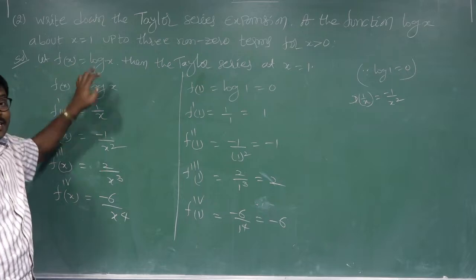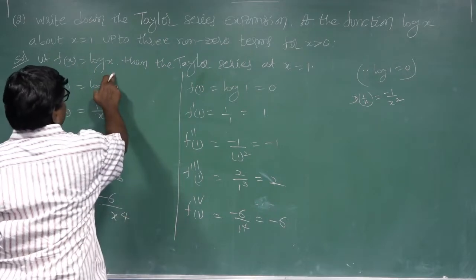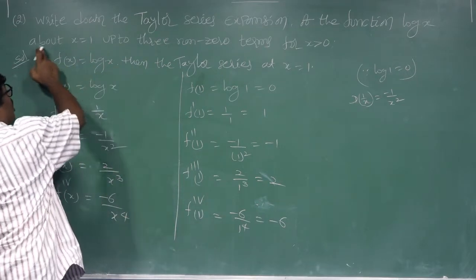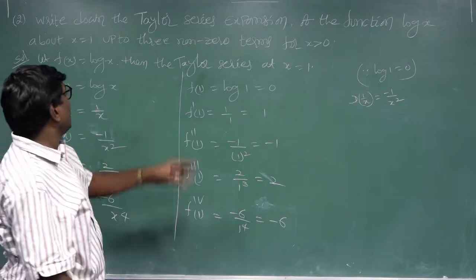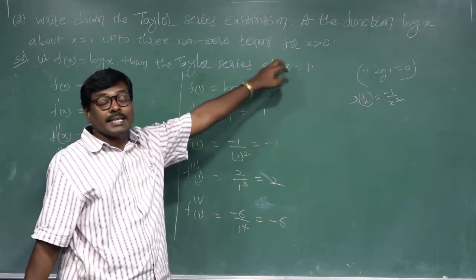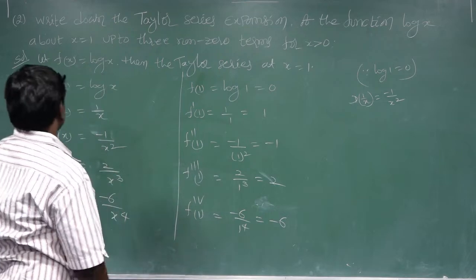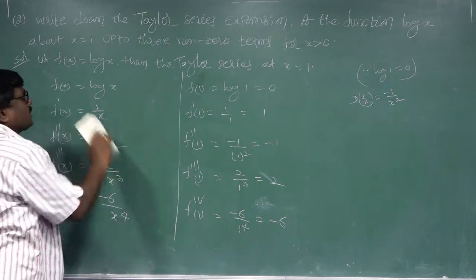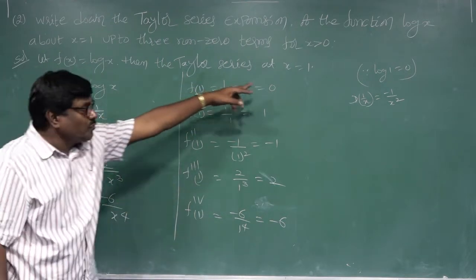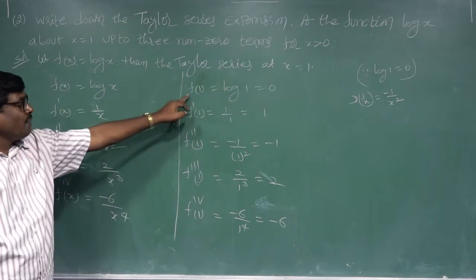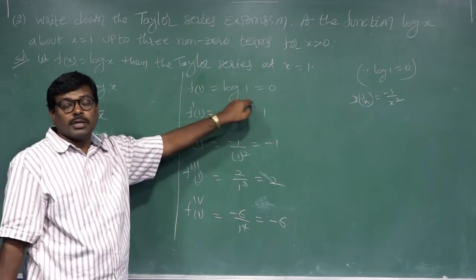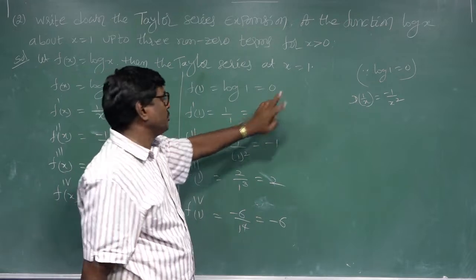Let f of x equal to log x. This is the function. Next, about x equal to 1, the Taylor series at x equal to 1. First, f of x equal to log x. Substituting 1, f of 1 equal to log 1 equal to 0. Log 1 value is 0.